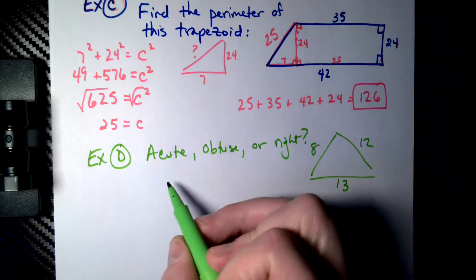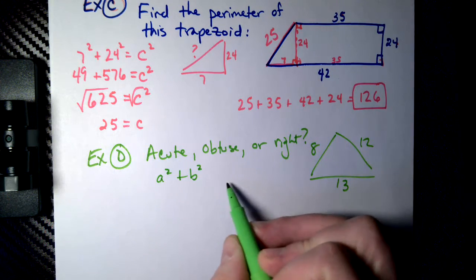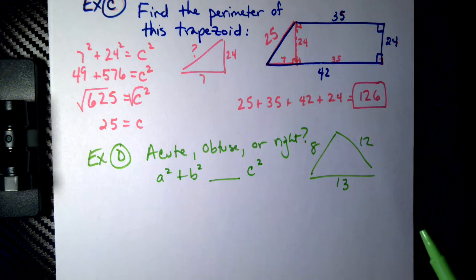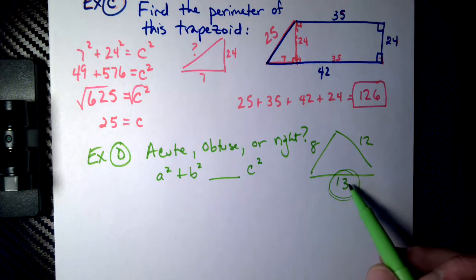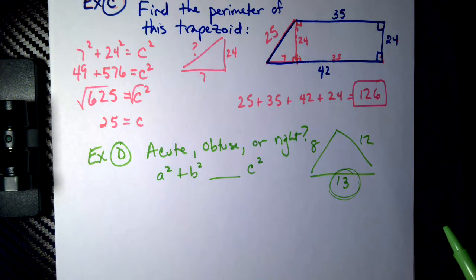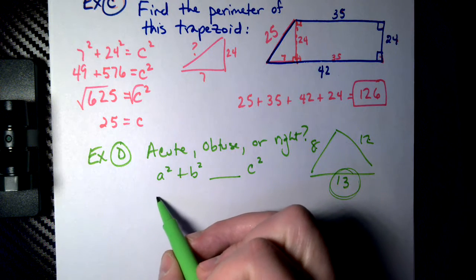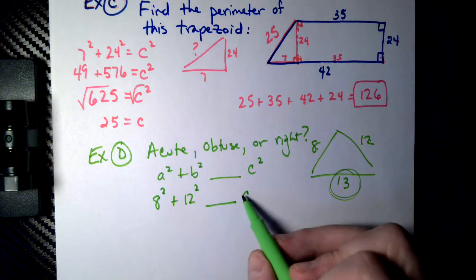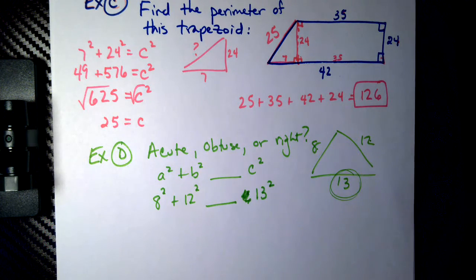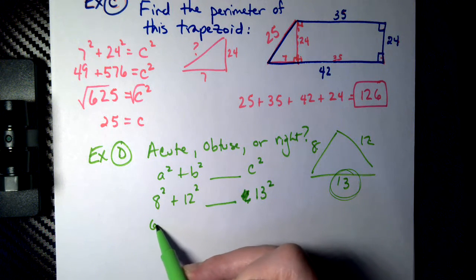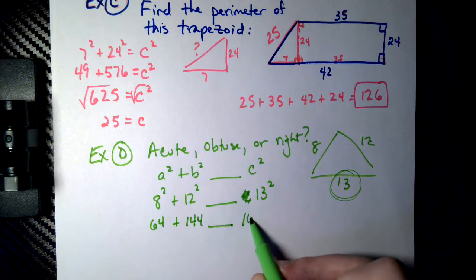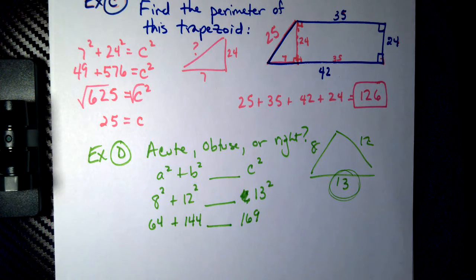So you have to try out the Pythagorean theorem. Is a squared plus b squared equal, less than, or greater than the c squared part? How do you know which number is which? Well, if it's a right triangle, the biggest number has to be the c squared. Okay, that helps us. That means the 8 and the 12 are a and b. So 8 squared plus 12 squared, how does that compare to 13 squared? 8 squared is 64. 12 squared is 144. 13 squared is 169.